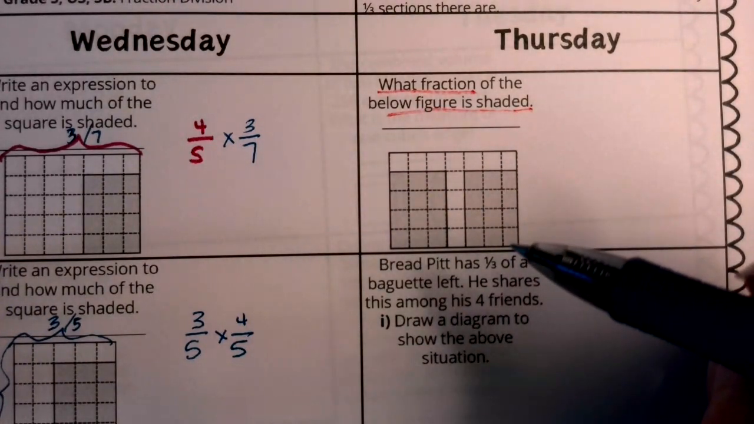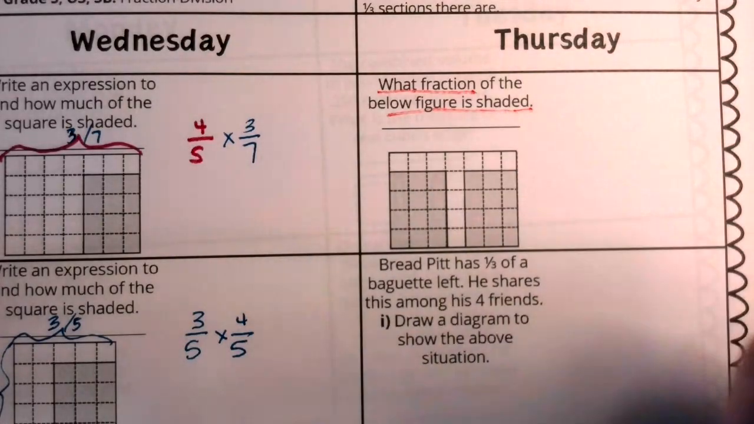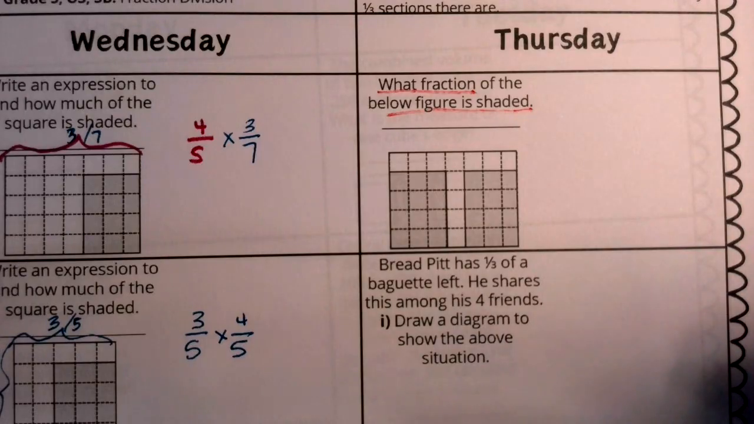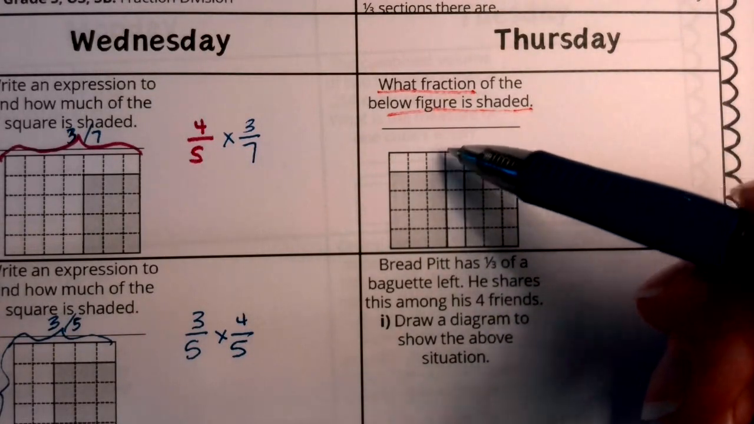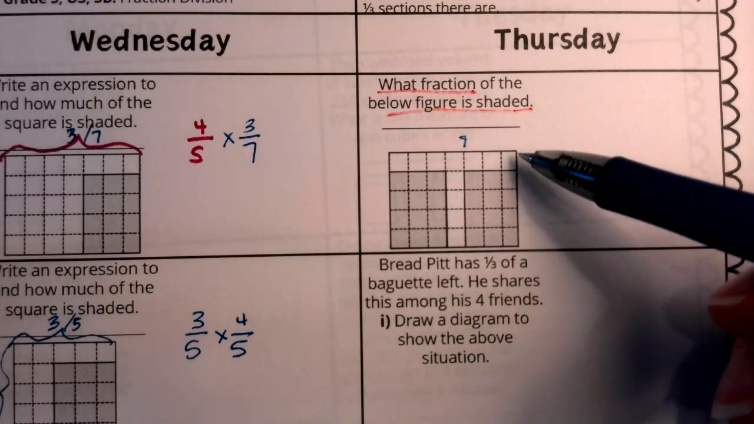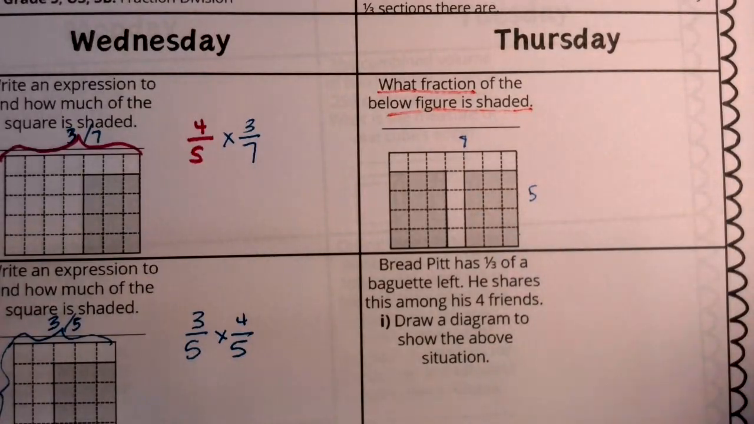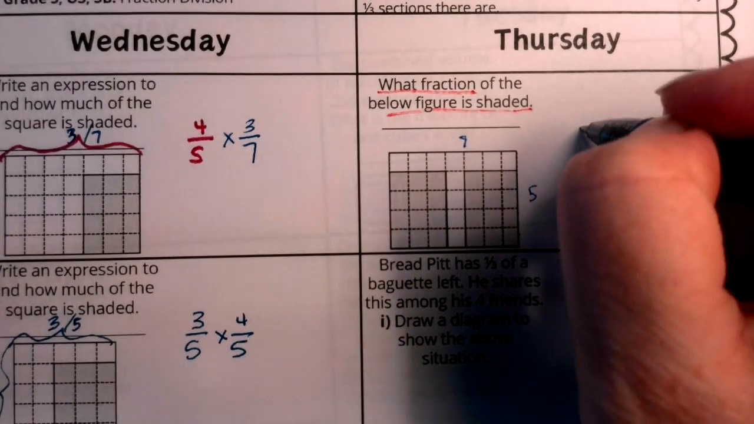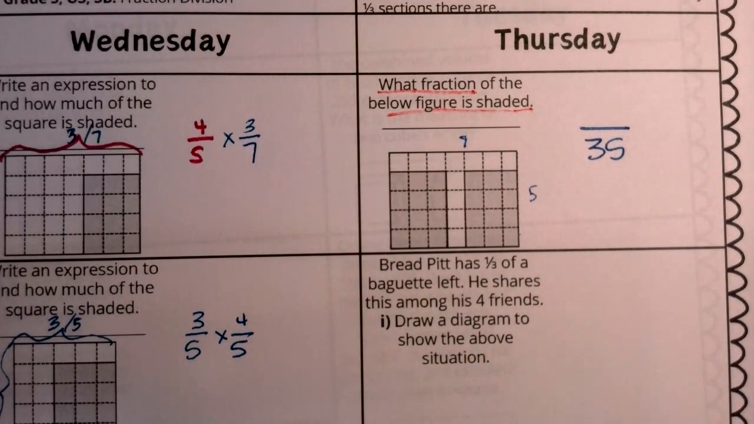So the first thing I want to think about is not the shading and the non-shading. I just want to figure out how many individual squares this overall rectangle has. Well, it is a 1, 2, 3, 4, 5, 6, 7 by 1, 2, 3, 4, 5. It is a 7 by 5 array, isn't it? So because of that, I know that there are 35 individual squares in this rectangle.